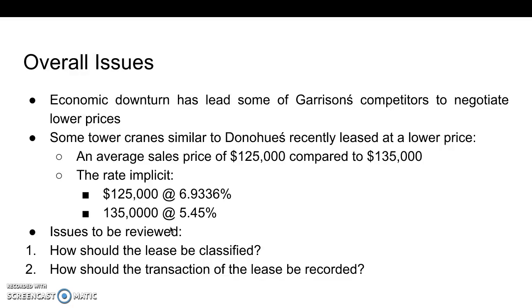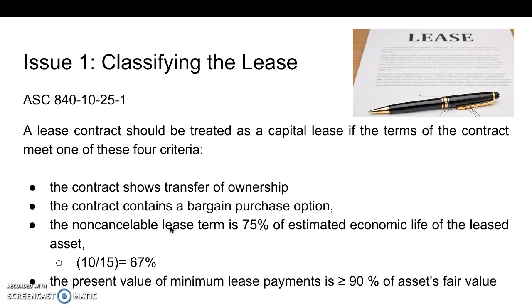This raises two issues: how should the lease be classified, and how should the transaction be recorded? Safa will be explaining the classification of this lease. In order to classify this lease, we looked at the FASB code, which is specialized in the leasing area. This code is 840-10-25-1. A lease contract should be treated as a capital lease if the contract meets one of these four criteria. Otherwise, it will be treated as an operating lease.